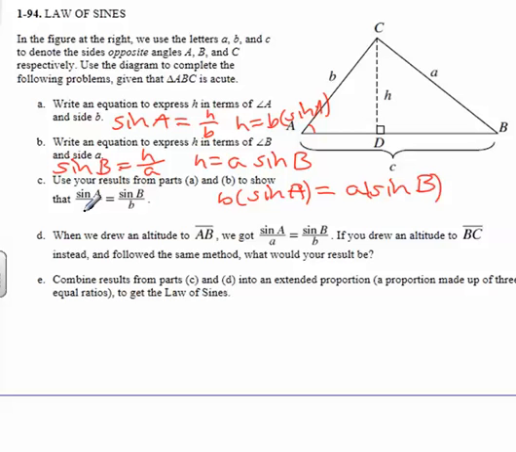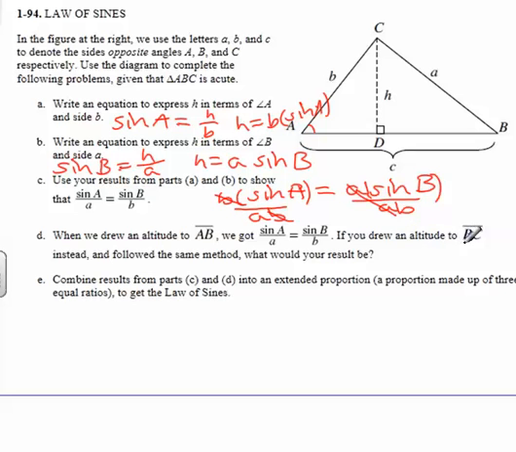Sure we can. Divide both sides by B and both sides by A. The A's cross out and the B's cross out, and what we have left is sine of A over A and sine of B over B. Okay, when we drew an altitude from A to B, we got this ratio here.